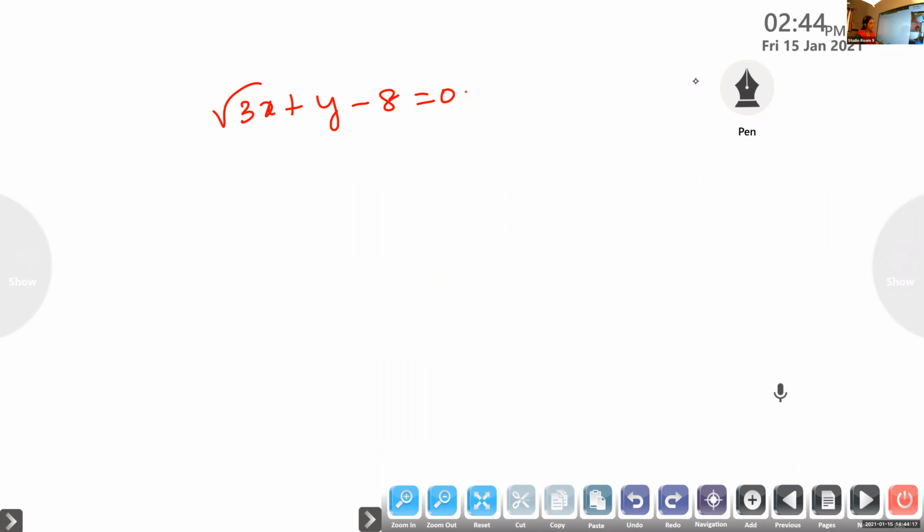Children, the next chapter, in the next class, next day, we'll be starting with linear inequalities. You need graph paper. Those who have graph paper, keep it ready. We'll be solving it on graph paper.